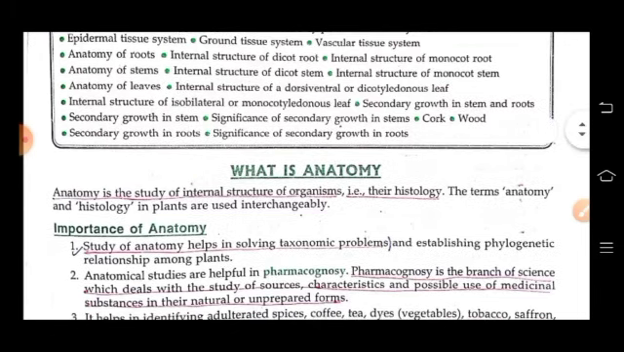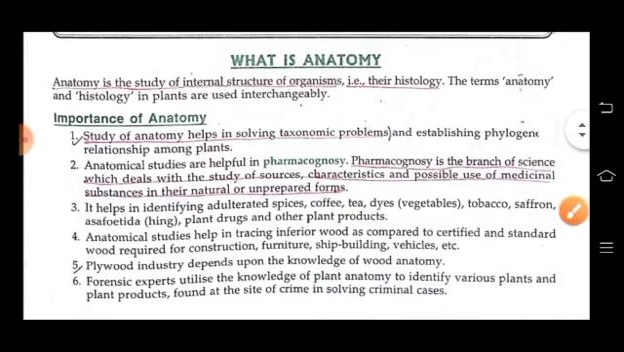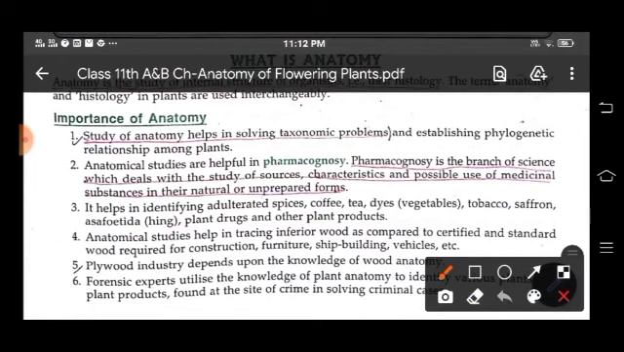Now, what is the importance of anatomy? Anatomy helps in solving taxonomic problems and establishing phylogenetic relationships among plants. It is also helpful in pharmacognosy. Pharmacognosy is the branch of science which deals with the study of sources, characteristics, and possible use of medicinal substances in their natural or unprepared forms.